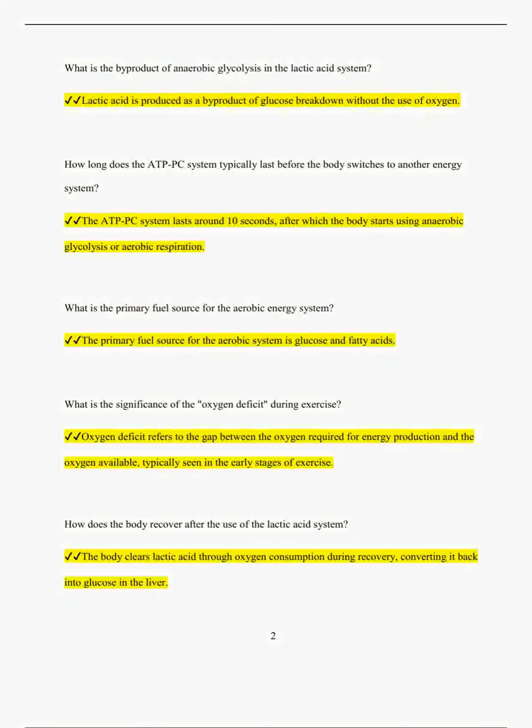What is the primary fuel source for the aerobic energy system? The primary fuel source for the aerobic system is glucose and fatty acids.